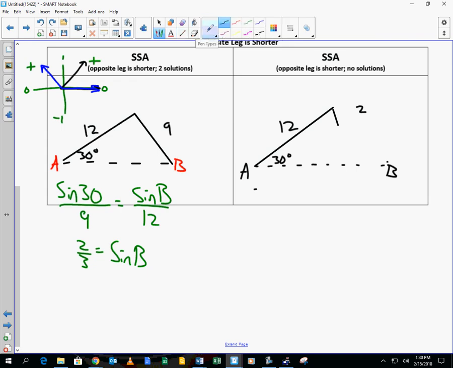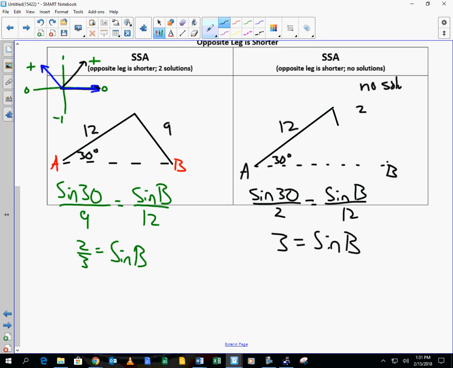If we set it up, the sine of 30 over 2 is equal to the sine of B over 12. The question is, how do we know that it's too short? And this is going to answer that question right now. What is the sine of 30? You already know this. Divided by 2 times 12. So you get 3 is equal to sine of B. Is it possible for a sine to be 3? No, because at most it can be 1. No solution. Too short.